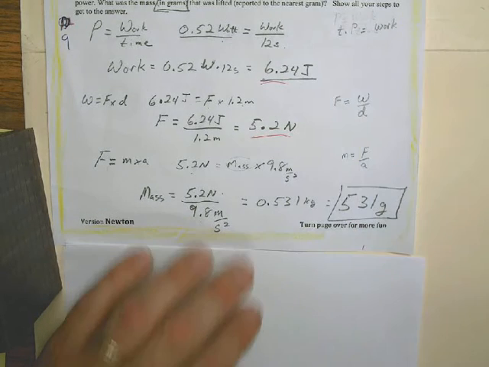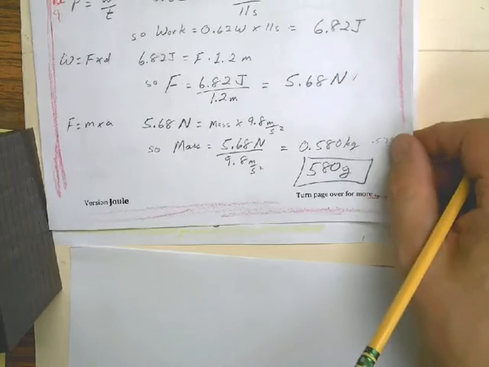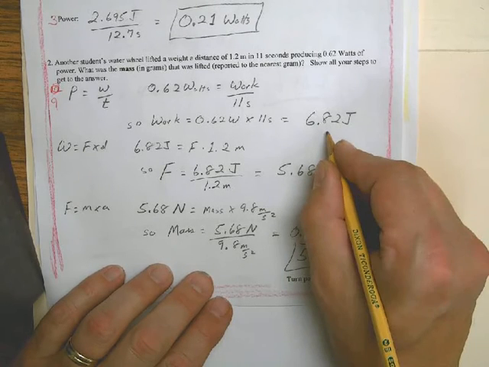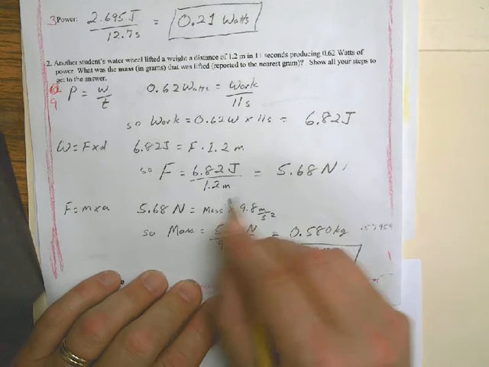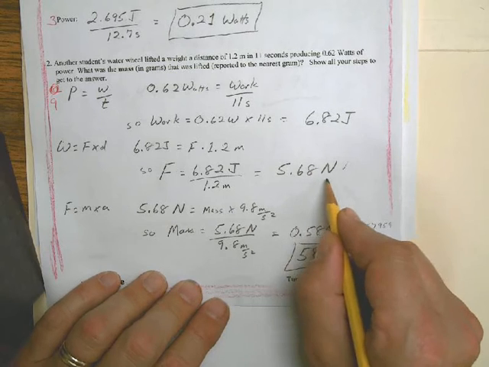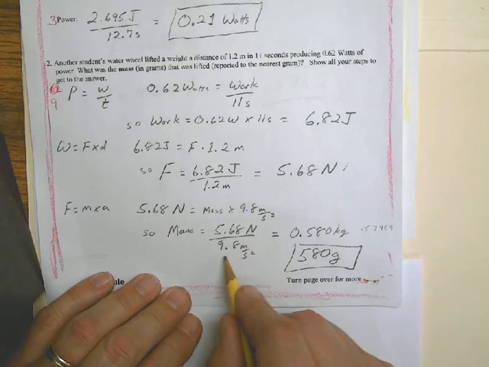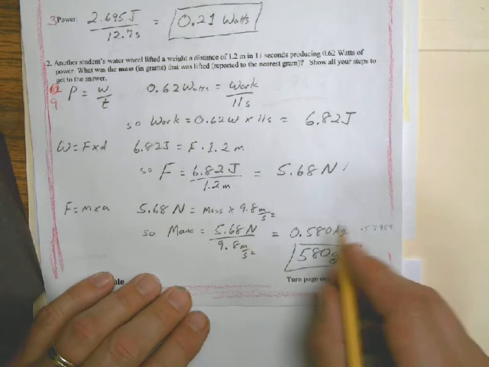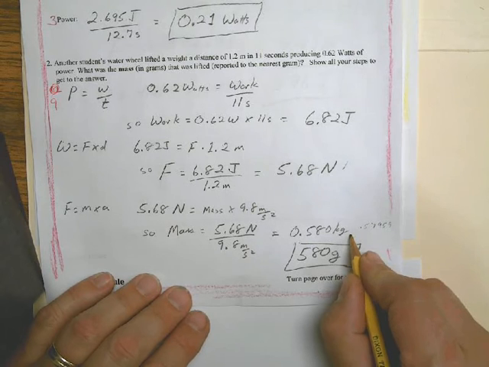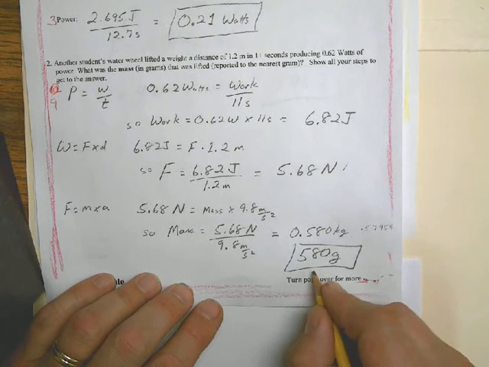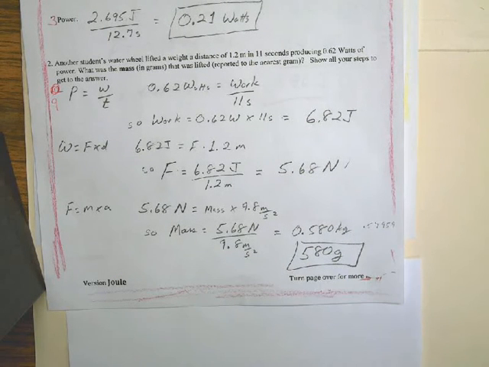And in the Joule version, same process, except you end up with the work being 6.8 joules. The force is 5.68 newtons. And so then the mass is 5.68 divided by 9.8 meters per second squared, which gives you 0.580 kilograms. And again, you have to multiply that by 1,000 to get the answer in grams. I'm going to pause the recording and make a separate one for the last equation.